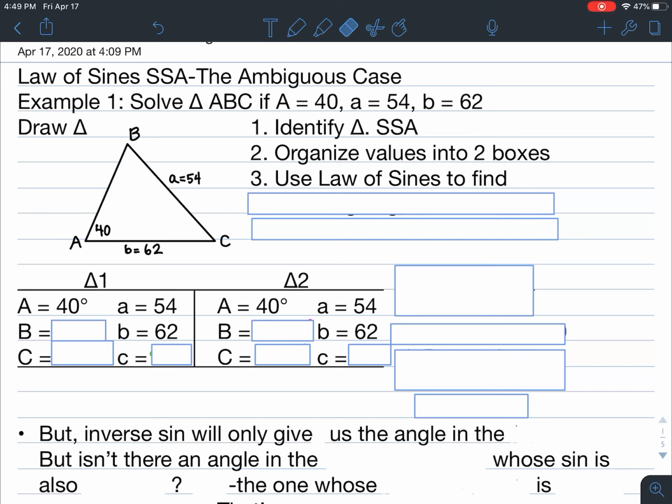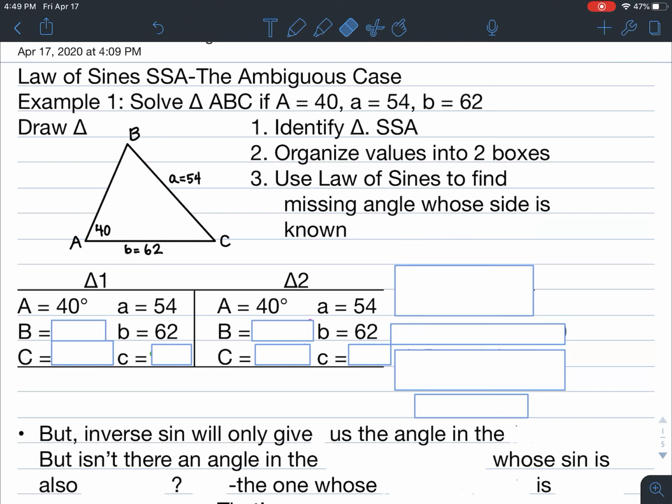Okay, the next thing we're going to do is use the law of sines to find the missing angle whose side is given. So that would be, we know angle A and side a, and the only other thing I know is side b. So I would have to find angle B next. There's nothing else I could do there. So I'm going to set up the law of sines. So 54 over sine of 40 equals 62 over sine of B.